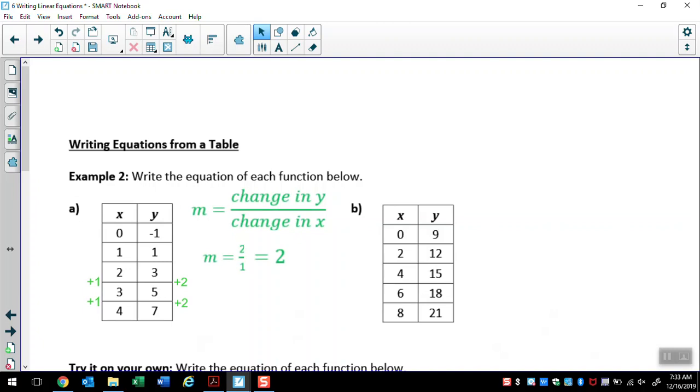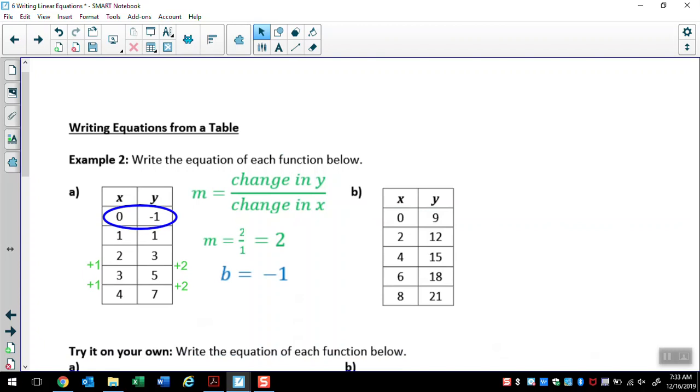So when I look over here to the x column, I want to look for that 0. So there it is. Okay, that is my y-intercept. And so my b equals -1. So now when we go to write our equation, y equals mx plus b, we fill in our m, we fill in our b, and then we have our answer.